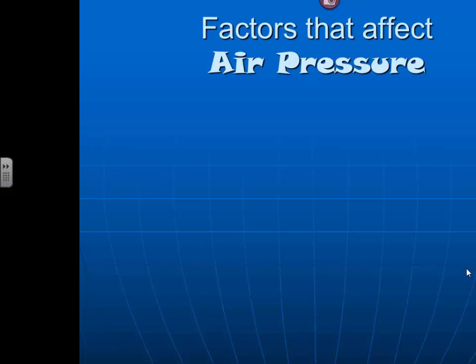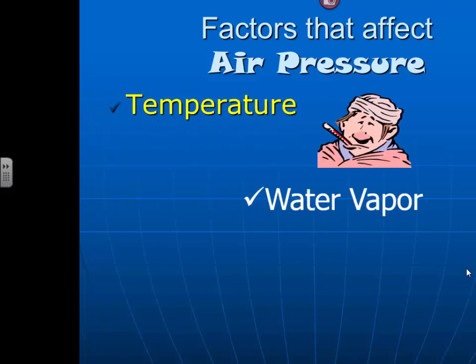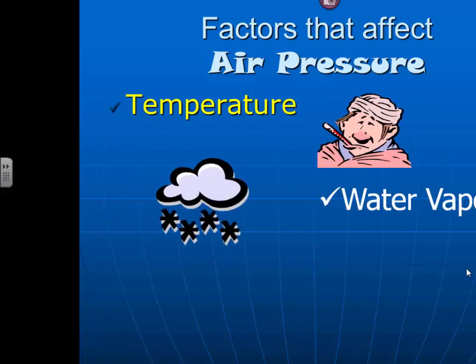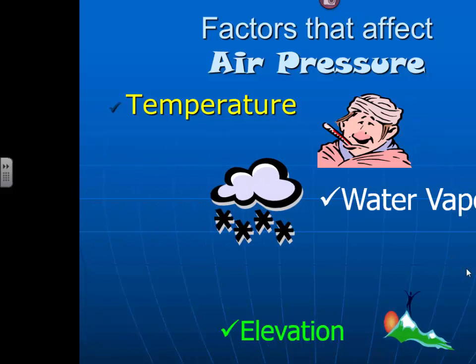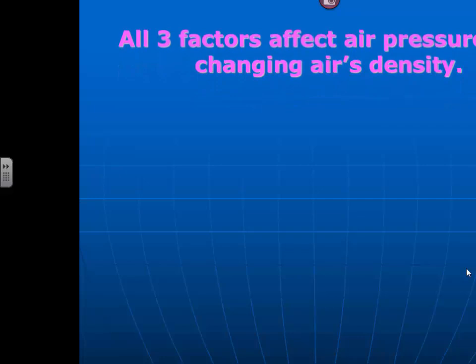There are three factors that can affect air pressure by changing its density. The first one is temperature. The second one is water vapor. And the third one is elevation. All three factors affect air pressure, or change air pressure, by changing the air's density.